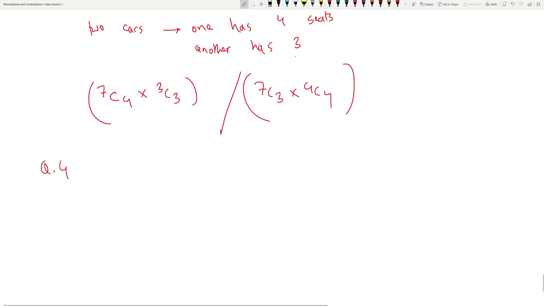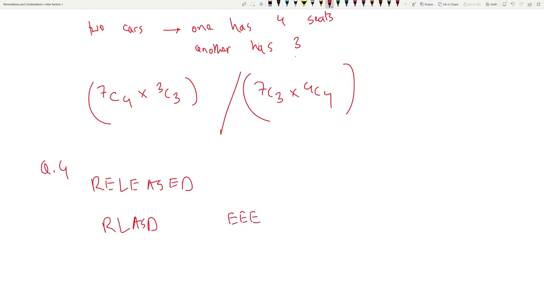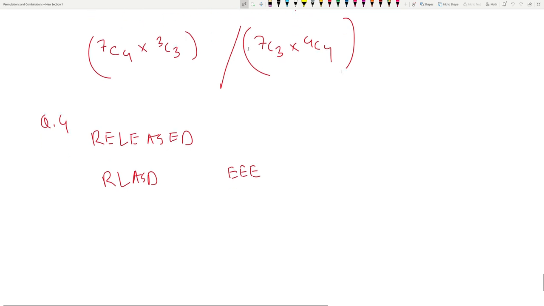Now let's go to another one. Let's go with released again, but this time it's a bit different. R, E, L, A, S, E, D, right? And triple E over here. You're asked to pick or select, the word is select, a group of 5 letters, or a group of 4 letters. 1, 2, 3, 4.